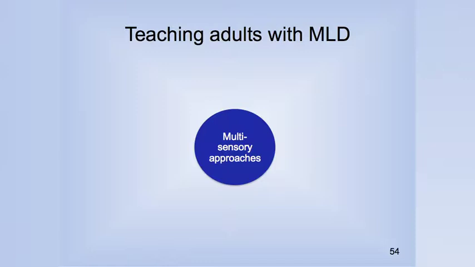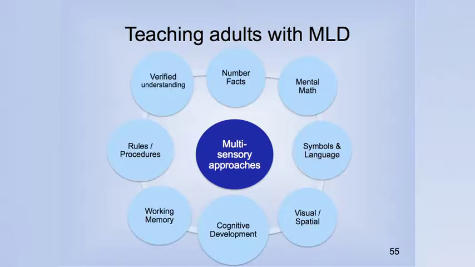And they're going to come in these different categories. So they're each individually going to be looked at. This is where we're going to get sort of info heavy. There's a lot of information, but still feel free to ask questions. So we have things in number facts, mental math, symbols and language, visual-spatial areas, cognitive development, working memory, rules, procedures, and verified understanding.